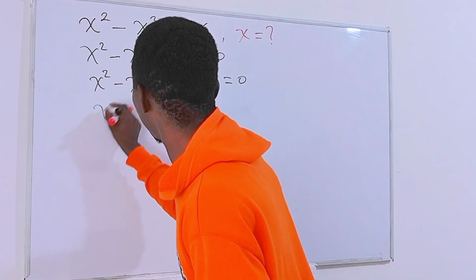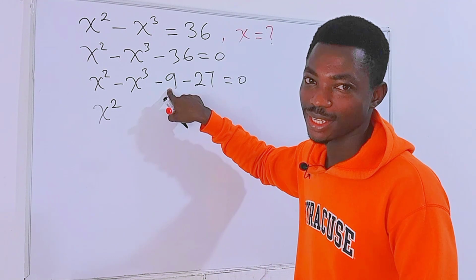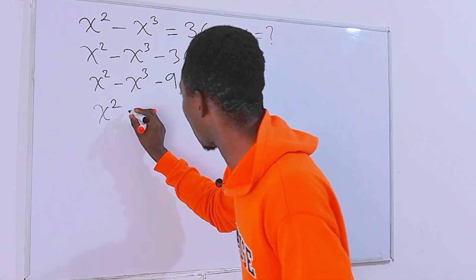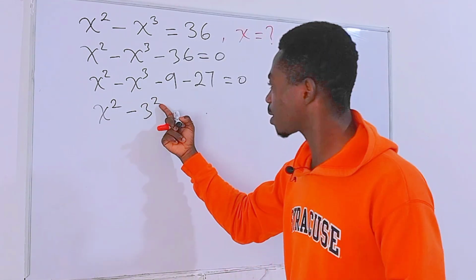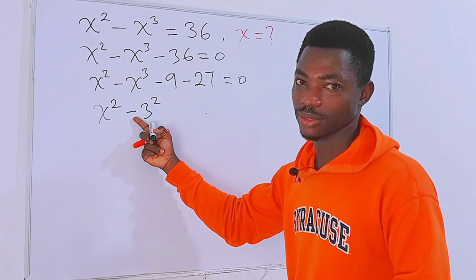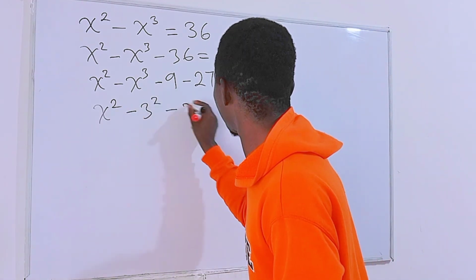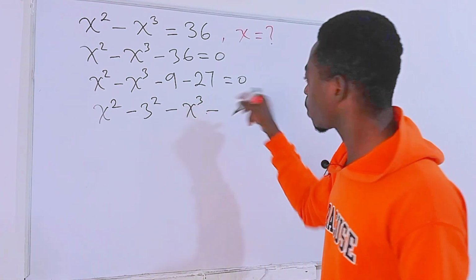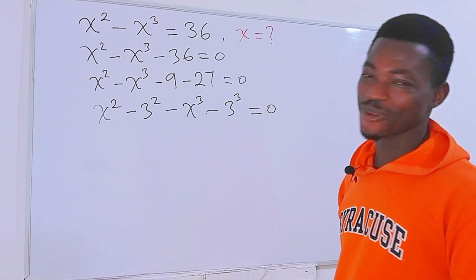So we will have x to the second power. This time I'm going to write the negative 9 first, and negative 9 is the same as 3 to the second power. So we're going to have negative 3 to the second power. Note, this square is not affecting this one. Okay, good. So we have minus, this time I'm going to write the negative x to the third power, then minus negative 27, which is the same as 3 to the third power, and this is 0.